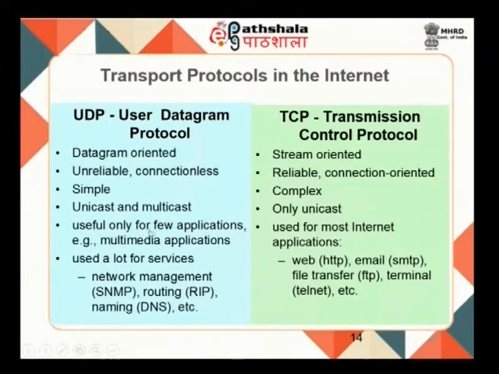UDP is useful for a few applications, specifically multimedia applications, whereas TCP is used for most internet applications which require reliable delivery. For instance, web, email, file transfer, telnet and so on, the HTTP protocol, SMTP, all these run on top of the TCP protocol. UDP is also used for certain services like SNMP, network management, routing, naming and so on, where reliability is not as important as the quickness of delivery. Since it is a simple protocol, it also happens to be fast. So, in those cases we make use of the UDP protocol.